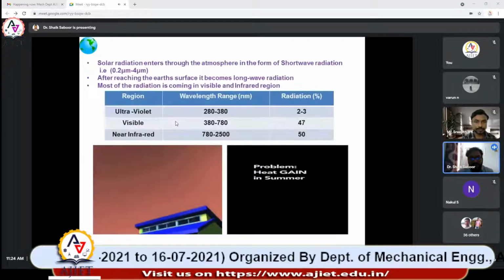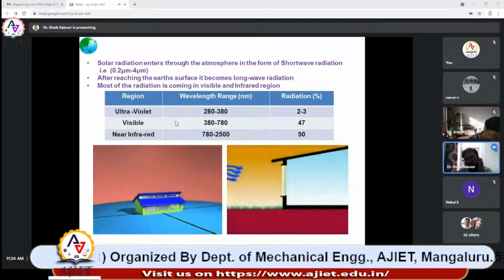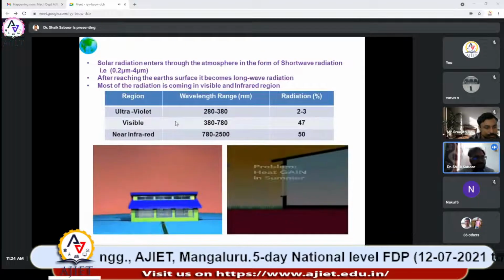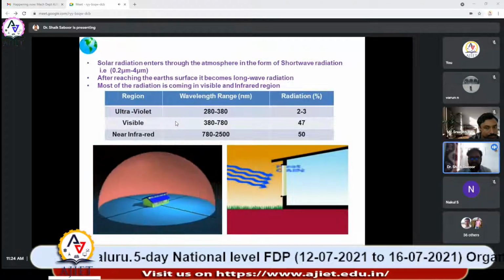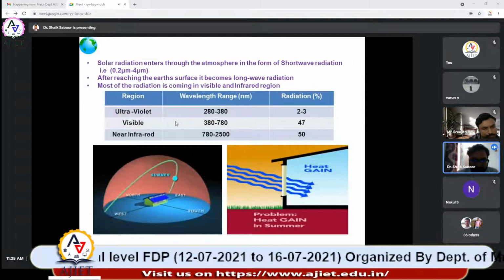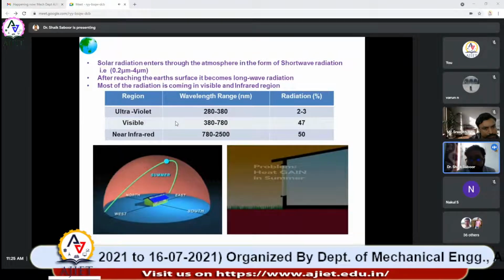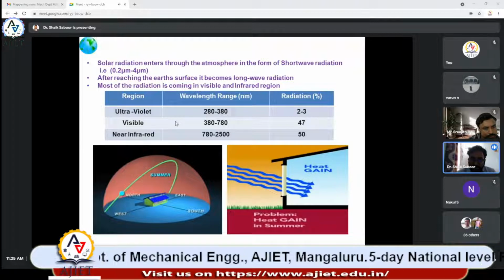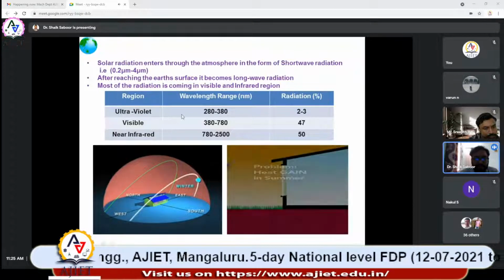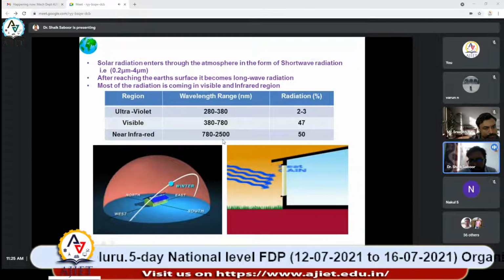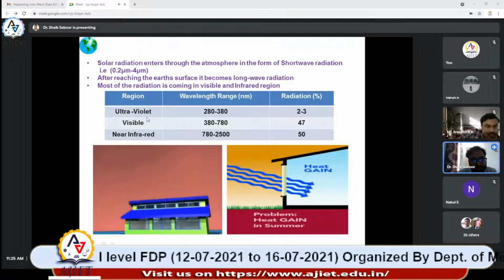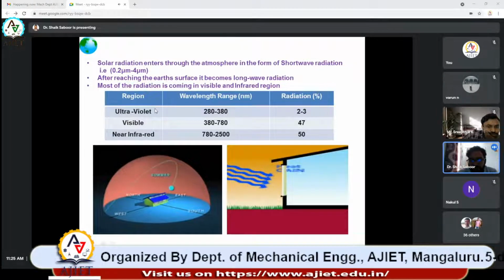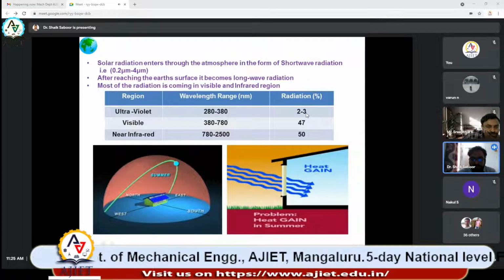So there are different glazings, okay, and also let us see how to evaluate the properties of glazing, okay. If you see the solar radiation wavelength, solar radiation from sun to earth travels in electromagnetic waves, okay, and it has a range from 280 to 4000 nanometer, okay. If you take only a small range, maybe 280 to 380, that is ultraviolet, so there will be only 2 to 3% radiation, okay.